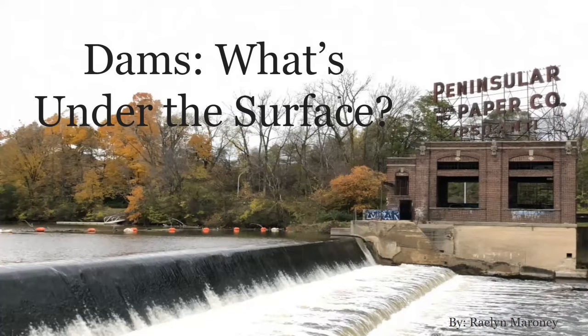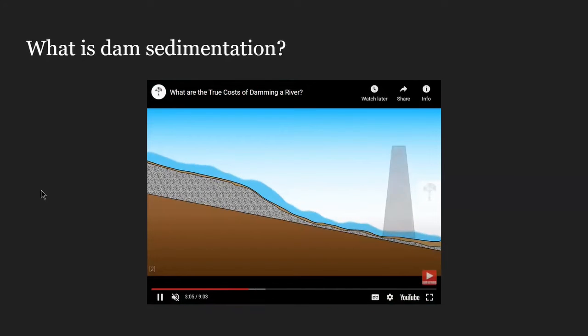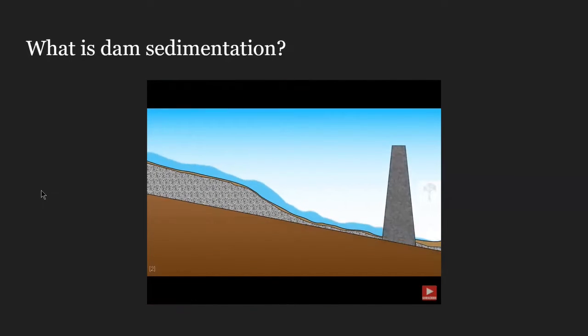My name is Raylan Maroney, and today I will be teaching you about dam sedimentation, what it is, what causes it, and ways we can mitigate this growing concern. First, what is sedimentation? Well, when a dam is built in a river, it blocks off the stream flow and creates what we call an impoundment.